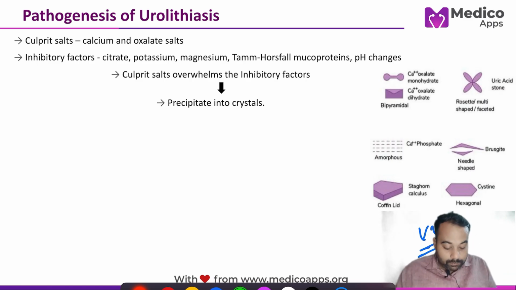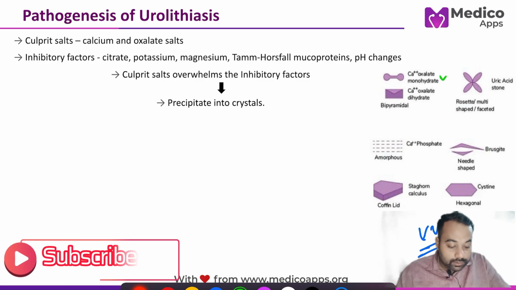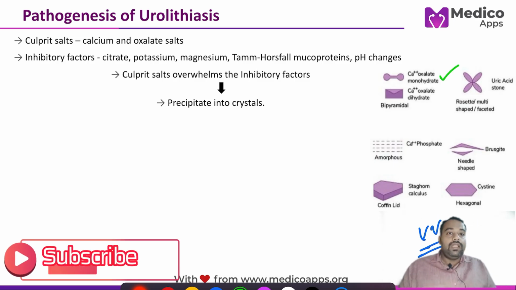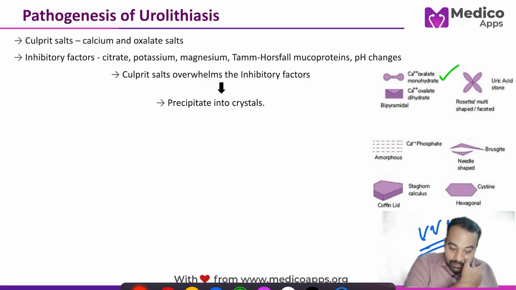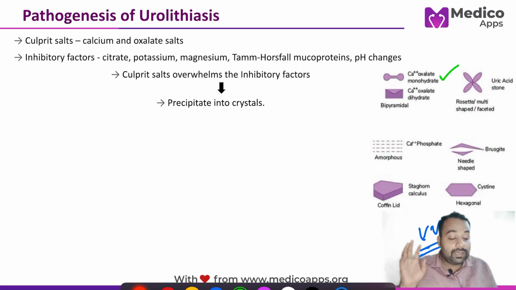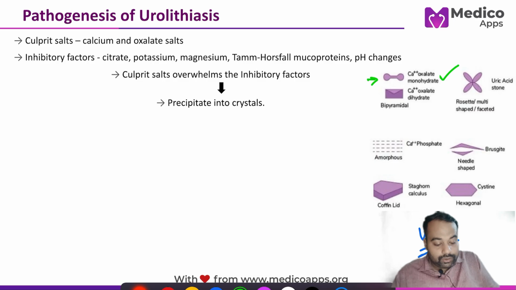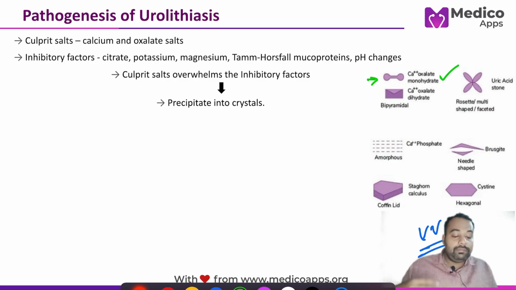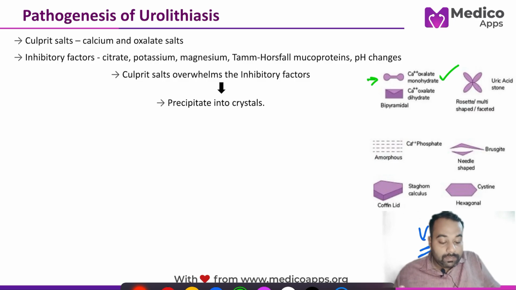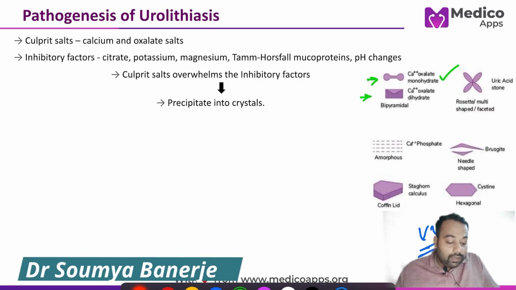So your number one important thing is the calcium oxalate monohydrate crystal. These calcium oxalate monohydrate crystals are typically seen in a dumbbell shape. You can easily appreciate that, right? Also, you have calcium oxalate dihydrate, which is typically seen as an envelope shape, right? Envelope shape.